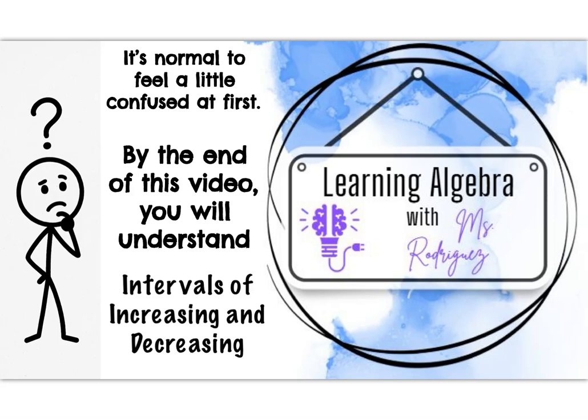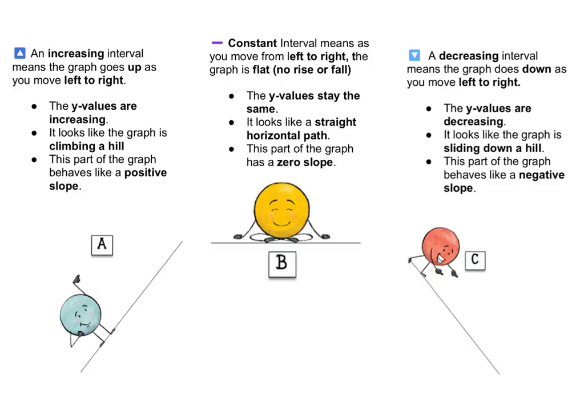By the end of this video, you will understand intervals of increasing and decreasing. So here we want to talk about the different words and how to interpret them in the graph. So an increasing interval means that the graph goes up as you move from left to right.